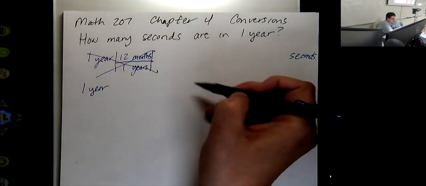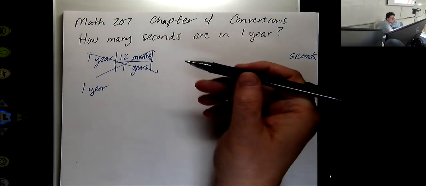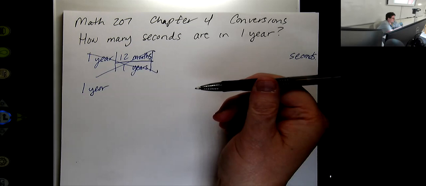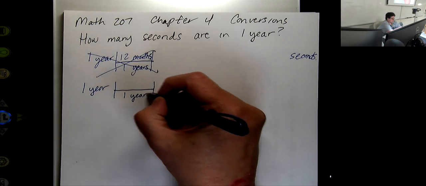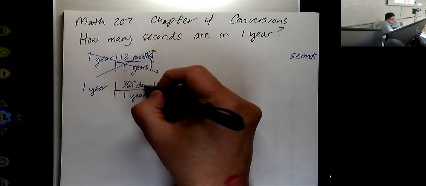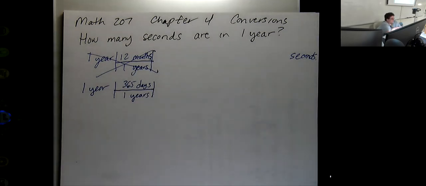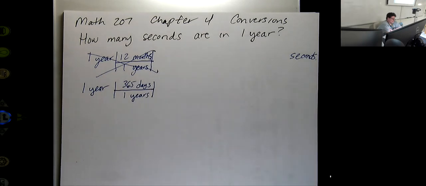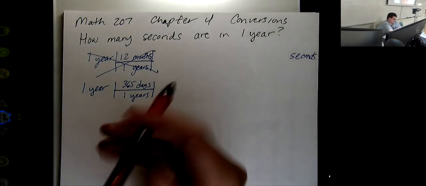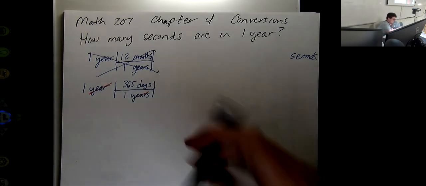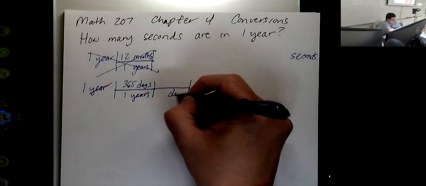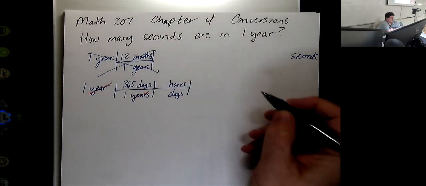So I go 12, what am I going to do to get rid of months? Some months have 30 days, some months have 31 days. This month has 28. So maybe we should look at 1 year has 365 days. We're going to ignore the leap year component. Well, now I got something I can work with, because I know a day has 24 hours. So I can dump days by throwing them over the bridge, pick up hours, and just make sure I put in the right conversion between them.